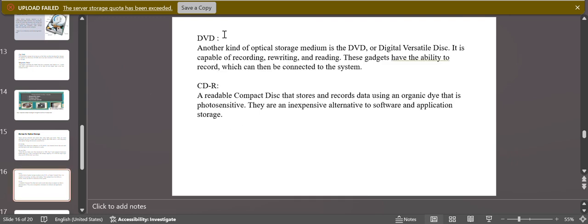And here, DVDs. Another kind of optical storage medium is the DVD, or digital versatile disc. It is capable of recording, rewriting, and reading. These gadgets have the ability to record, which can then be connected to the system.